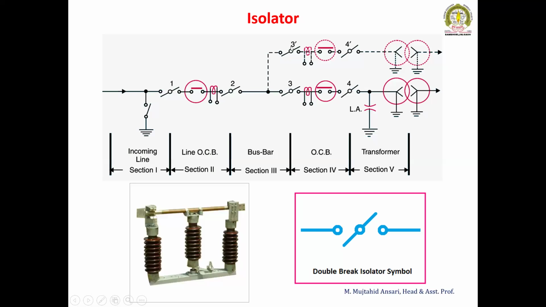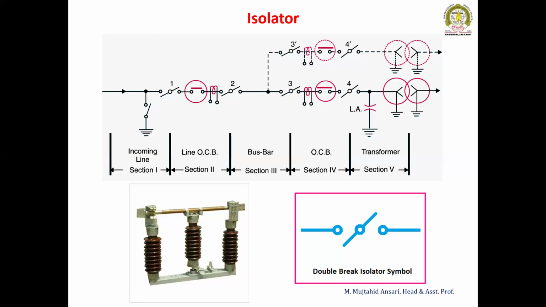Suppose this isolator is opened, the meaning is that this dotted line is not active, only this line is active. Suppose some maintenance work is going to be done on this section. Now we will open this circuit breaker, then open the isolators and start work over this one. So this is the way we can use the isolator.